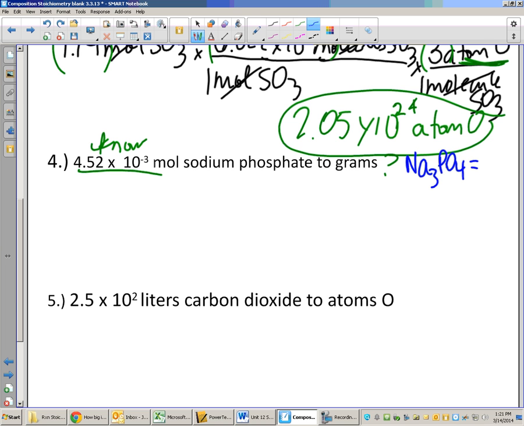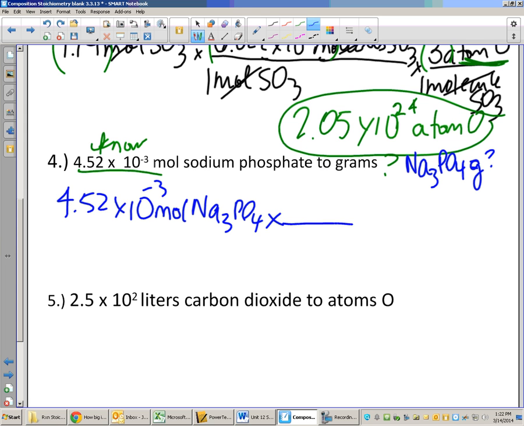So I need to figure out how many grams of this I have. But before I can get to grams, what do you think I need to do? I know I can write down my known. I know I can do 4.52 times 10 to the -3 moles of sodium phosphate. But I need to get to grams, so what do I need to do? I need to account for the molar mass of that, because I can't do that work. I know I can put 1 mole down here, because moles and moles need to cancel. So 1 mole of sodium phosphate.